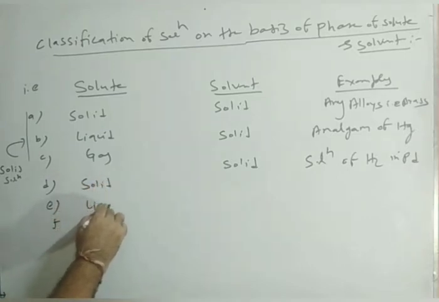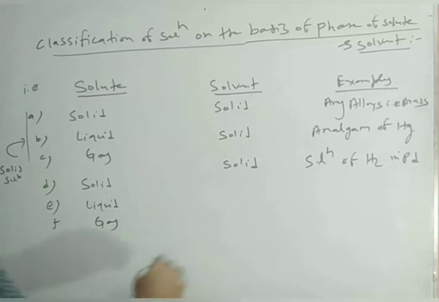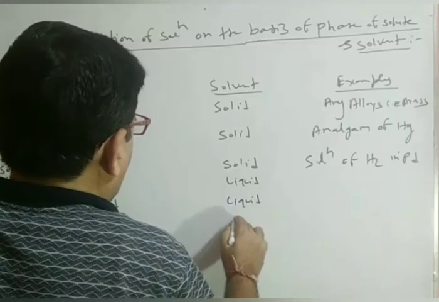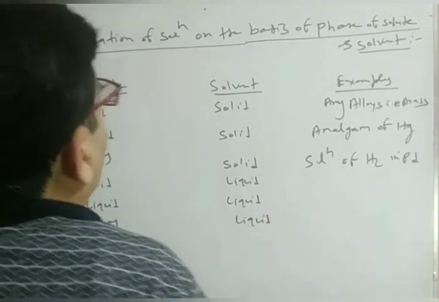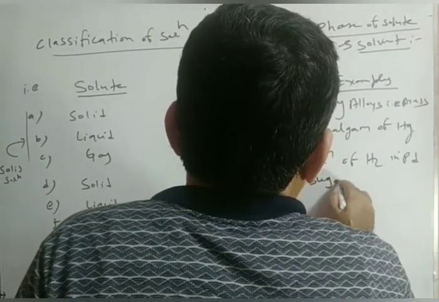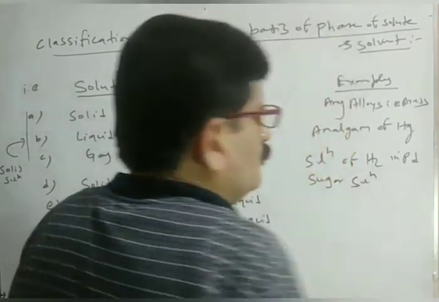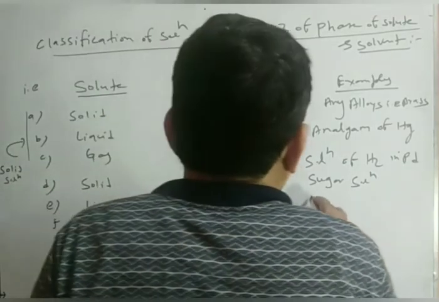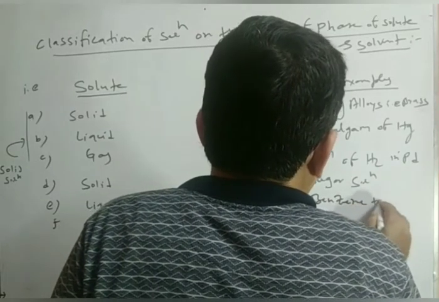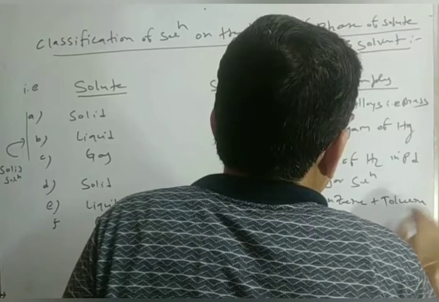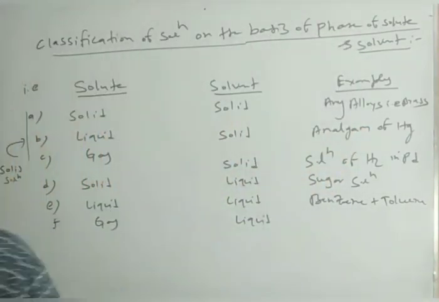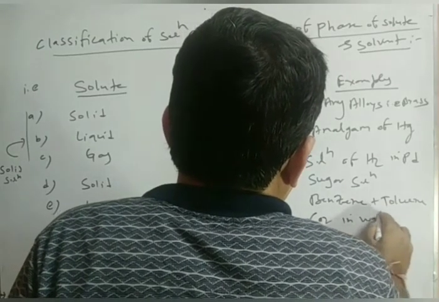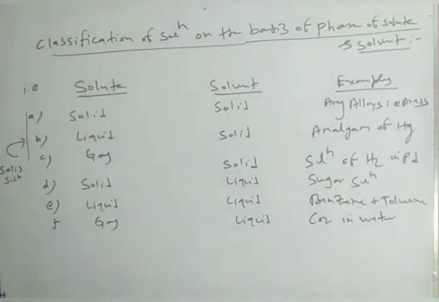Next, solid, liquid, gas. Here we can write liquid, liquid, liquid. The example is sugar solution. Means sugar plus water. Liquid plus liquid means two miscible liquids, for example, benzene plus toluene. Gas plus liquid, CO2 in water. At high pressure, CO2 is dissolved in water.